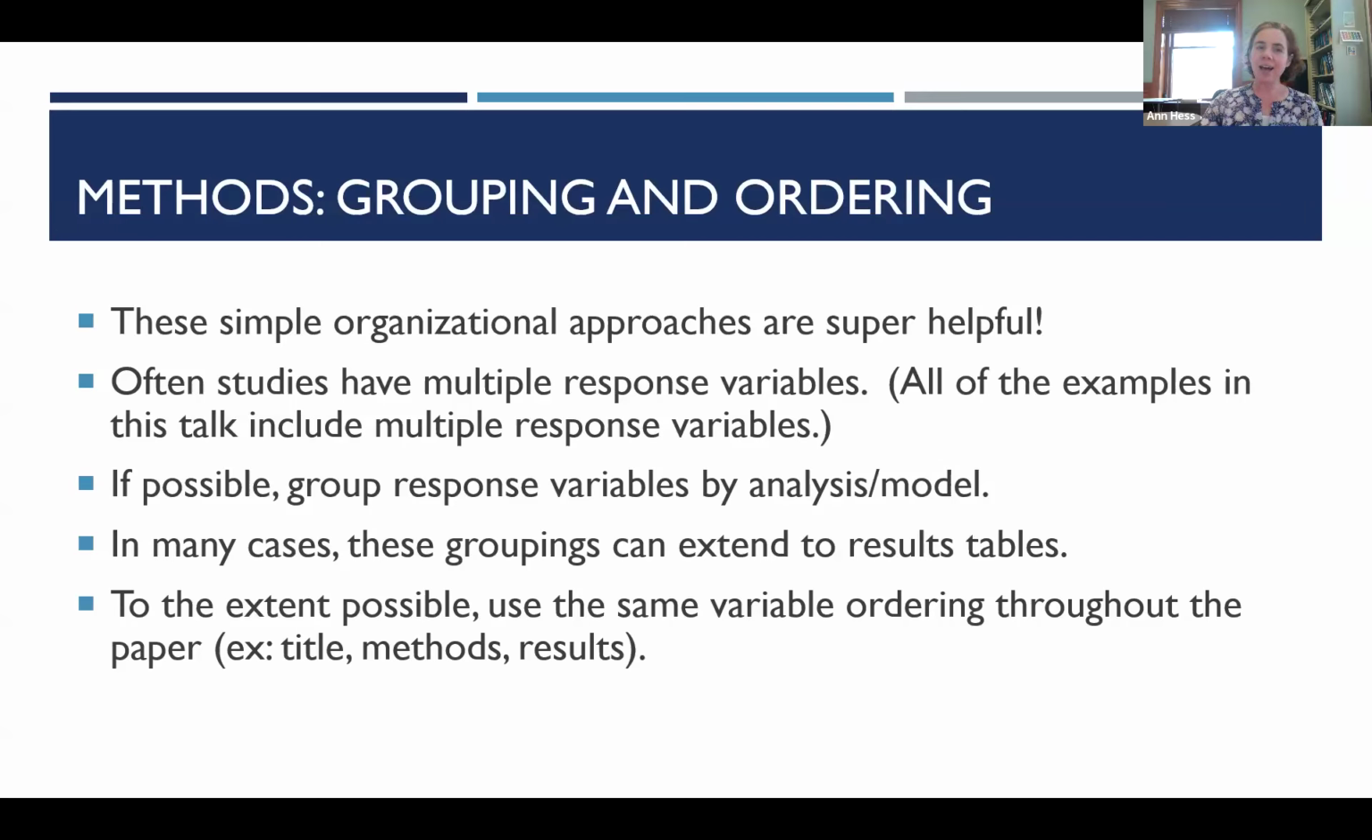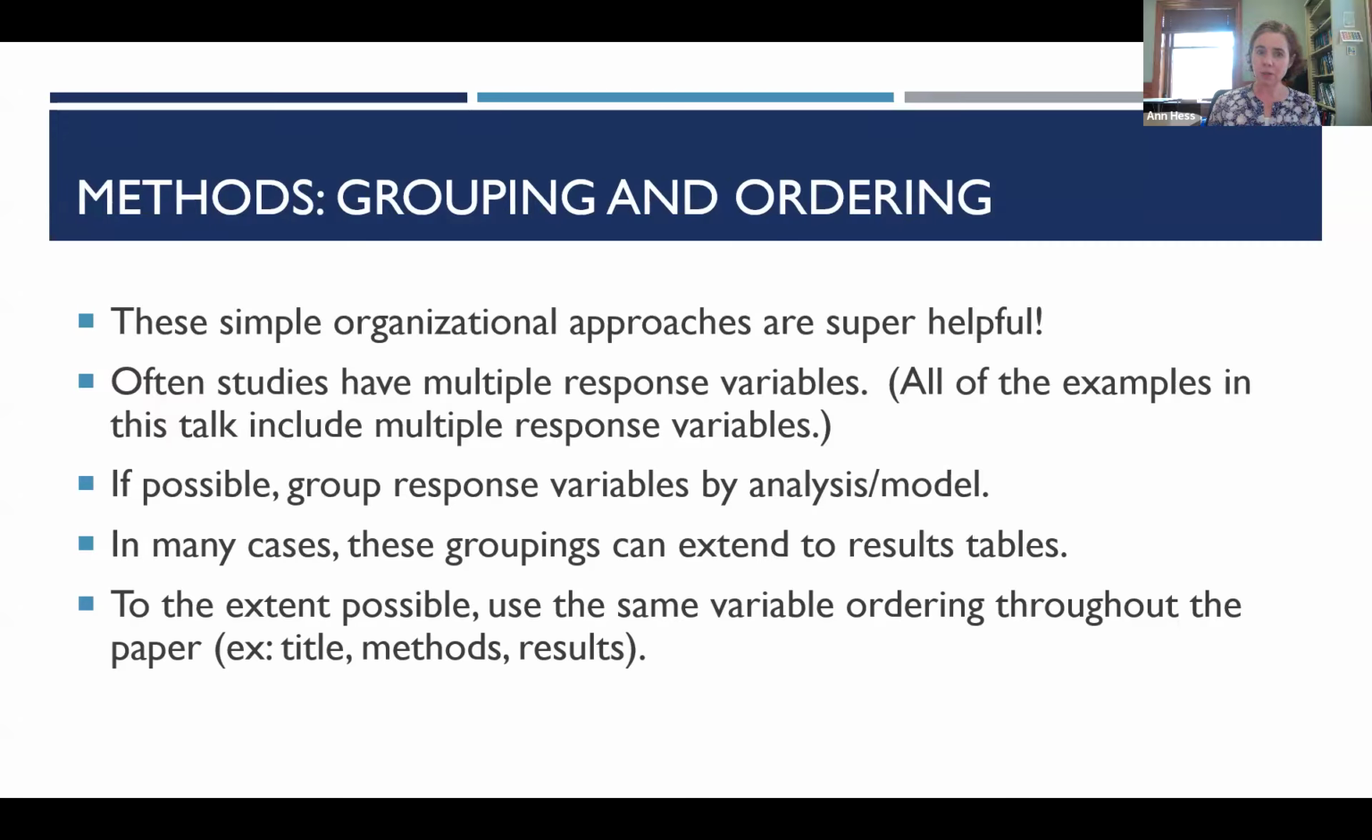The next one has nothing to do with statistics and probably a lot to do with the human mind and just reading. So the idea of just grouping and ordering your analysis and your results. Often studies have multiple response variables, and we're going to see that in all of the examples in this talk. If possible, group the response variables by analysis or by model. We'll see specific examples of this, but even if you have 10 response variables, it may be for 7 of them you used one analysis, and for 3 you used a different analysis. Then simply grouping those and describing the analysis in that grouped fashion is really helpful for the reader to follow along.